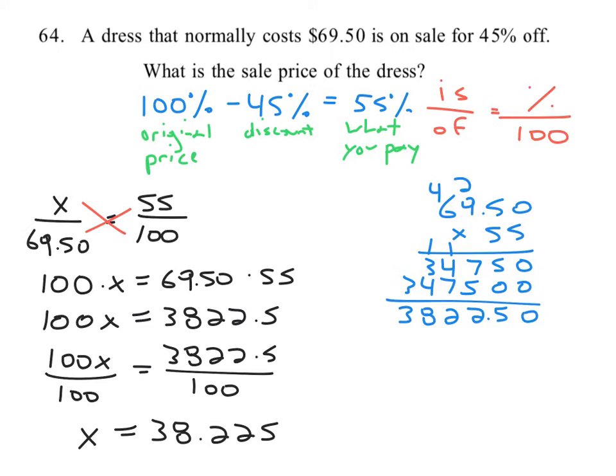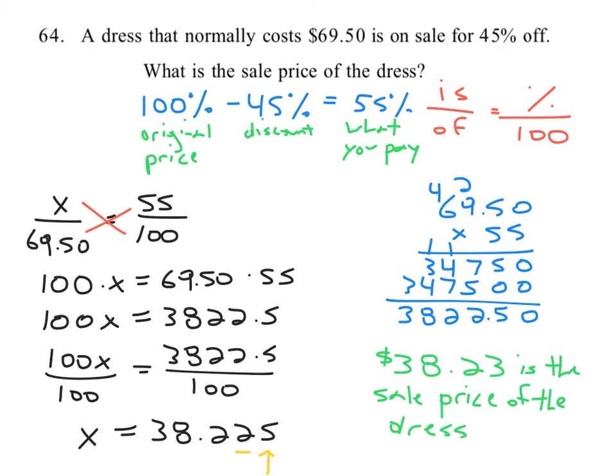Okay. Now, we have to round this. Money only goes out, US money, dollars, only goes out 2 places. So we say, okay, this is in the hundreds place. So what's just beyond it? It's a 5. If it's 5 or higher, which it is, the 2 goes up to a 3. So we then have as an answer, we say 38.23 or $38.23 is the sale price of the dress. That, my friends, is your answer.